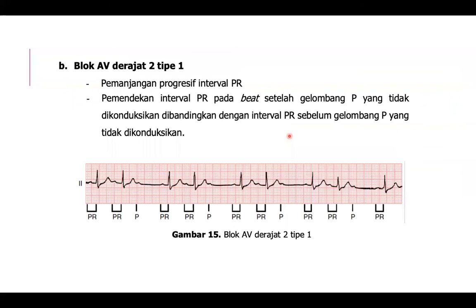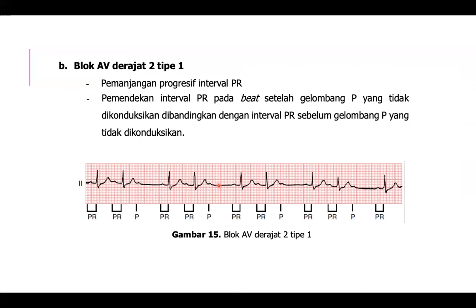A bit different from first degree AV block, it is the second degree AV block type 1, or we call it Wenckebach type. There is a progressive prolongation of the PR interval. I will show you like this. The PR interval is like 0.18 seconds, and then it will prolong here to more than 0.2 seconds, and then there is a P wave with a blocked QRS complex, or we know it as a dropped beat.